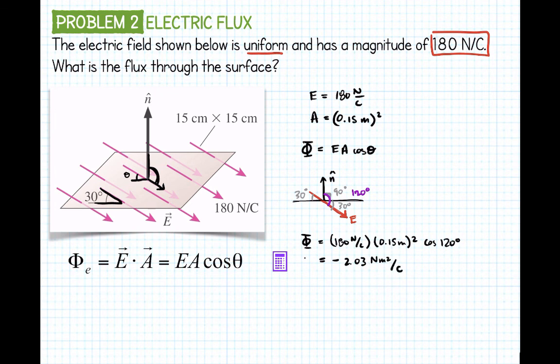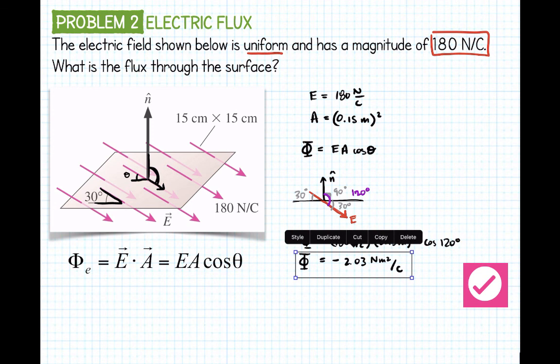And the thing I want you to check on this is the electric flux. The thing that's really important here is this negative. The reason we know it's negative just by looking at this is because if the normal vector points this way, that means the surface is this way and the field is going in through the surface. So we're expecting to get a negative answer.